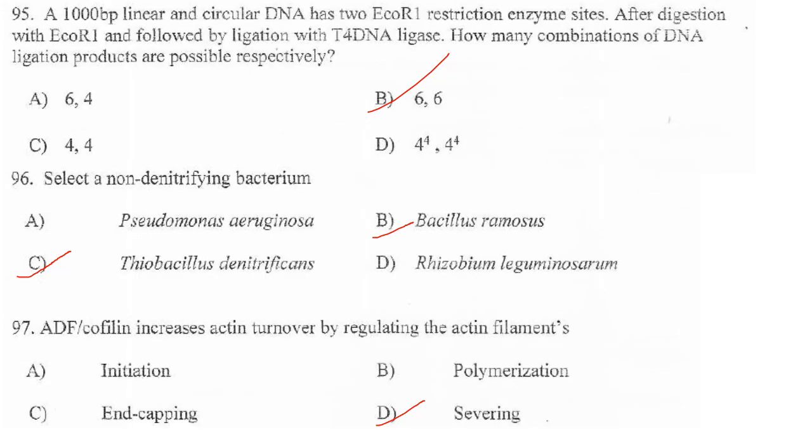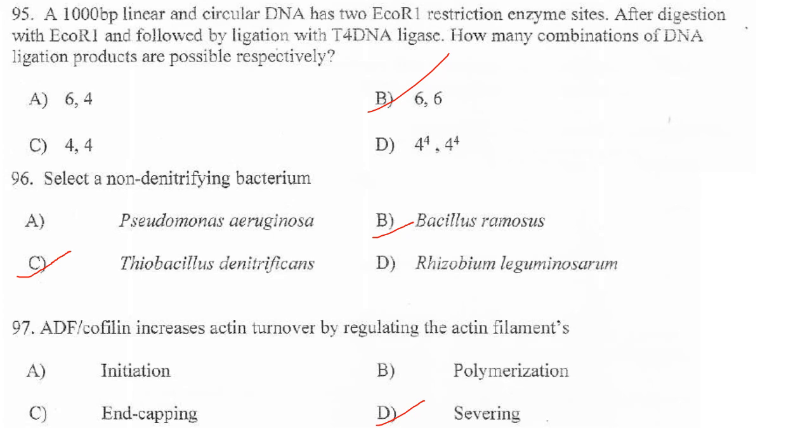Then a 1000 base pair linear and circular DNA has 2 EcoR1 restriction enzyme sites. After digestion with EcoR1 and followed by ligation with T4 DNA ligase, how many combinations of DNA ligation products are possible respectively? So when they have told it is a linear and circular DNA. If it is linear, if you cut with EcoR1, it has 2 sites, so it will give rise to 3 fragments. And the other one, it is a circular DNA, so it will give rise to 2 fragments. Now you join this linear and the circular DNA, you will get different combinations.